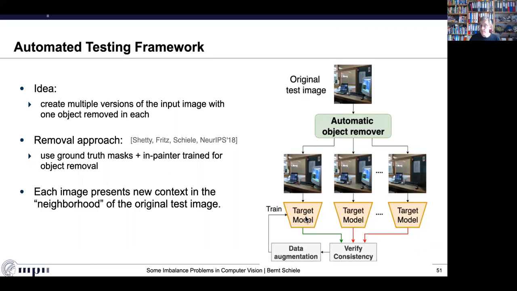Then I look at my target model, if it still does what I wanted it to do, right? For example, detect that there is a screen here, that there's a keyboard, but there's no mouse here. So basically check what it actually does. And when it doesn't do the right thing, I can use the data from this particular image to augment my training data and use that additional training data to improve the overall performance. And that's exactly what we're doing in every epoch, right? We're removing objects from images, checking if the network is still doing the right thing. And if it's not, we're adding it to the data for training.